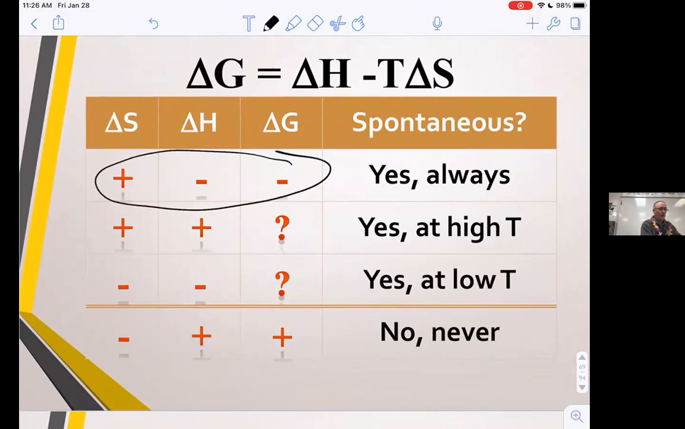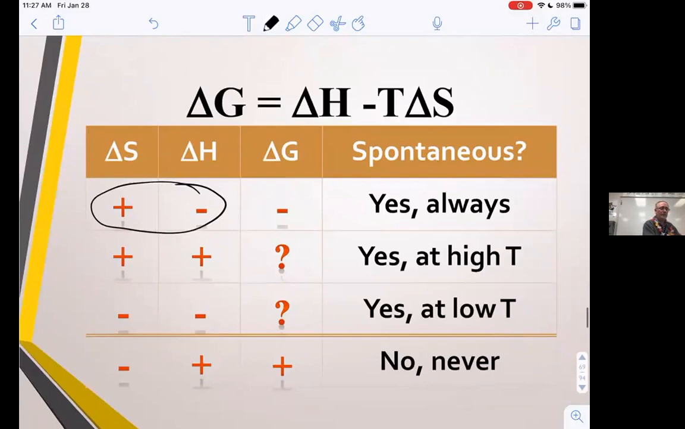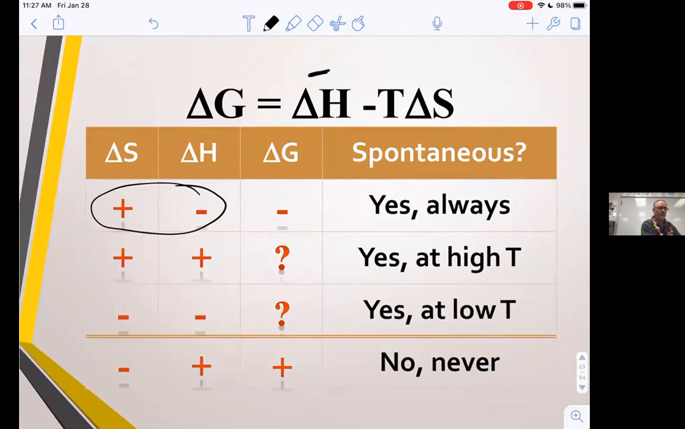If you look at here, I shouldn't have circled the whole thing, my apologies. These two right here: if delta S is positive and delta H is negative, then the delta G resulting will always be negative. I don't need numbers, I can just look at the signs of the numbers. If I have a negative here, and then a minus sign, minus a positive, and the temperature is Kelvin, so it's always positive, a negative minus a positive is always going to give me a negative value. That's why we say it's always going to be spontaneous.